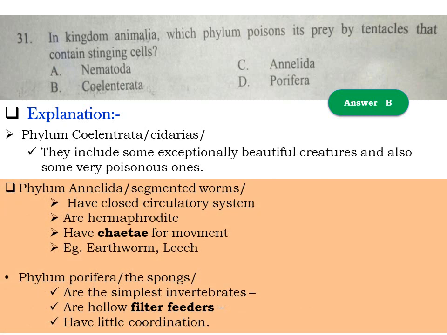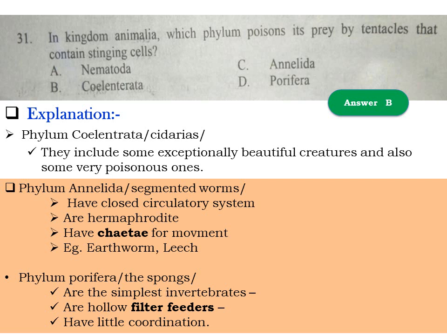Phylum Annelida are segmented worms. They have a closed circulatory system and have chaetae for movement. Examples are earthworm and leech, which are found under phylum Annelida. They have chaetae for movement, don't forget.